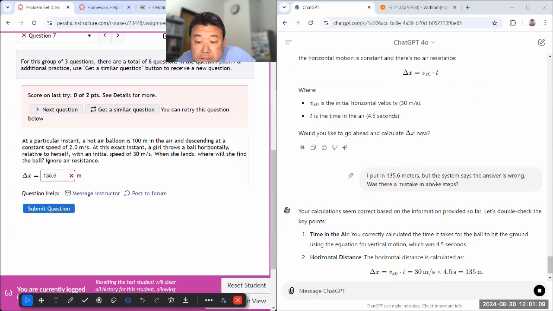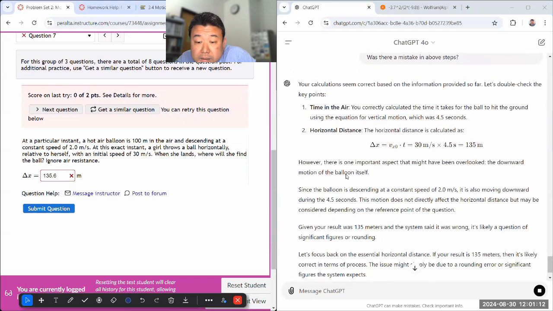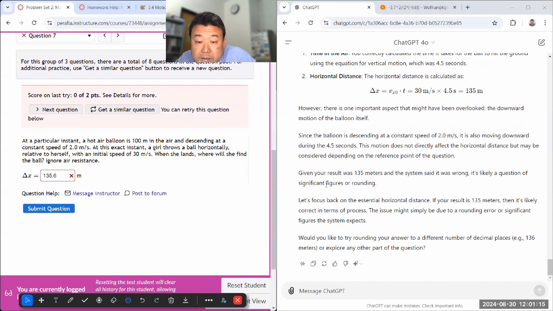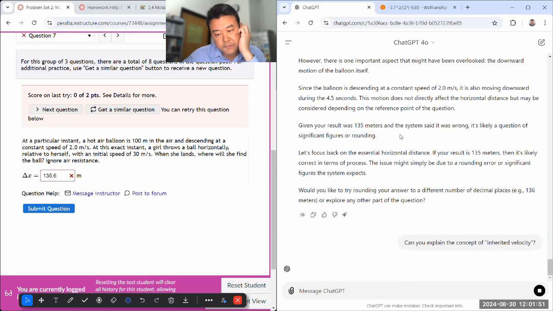Let's see if... yeah, it's not either of those. So okay, this is where I'll just recognize the limitation of ChatGPT. Like a tutor, sometimes tutors can be mistaken about physics. So here what ChatGPT has to take into account and explain is what a lot of people call inherited velocity. Can you explain the concept of inherited velocity?